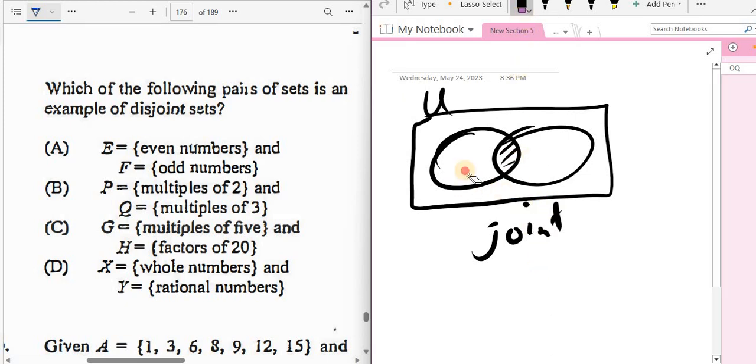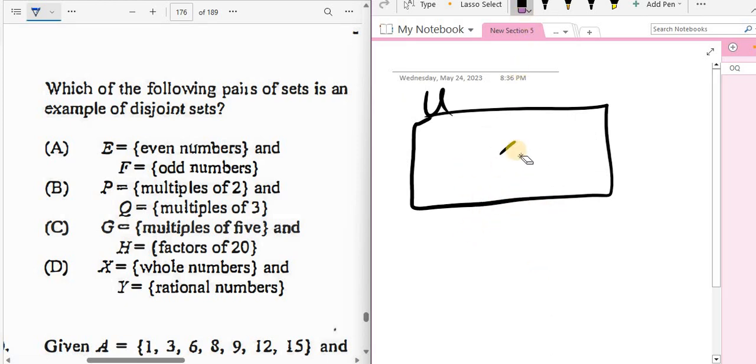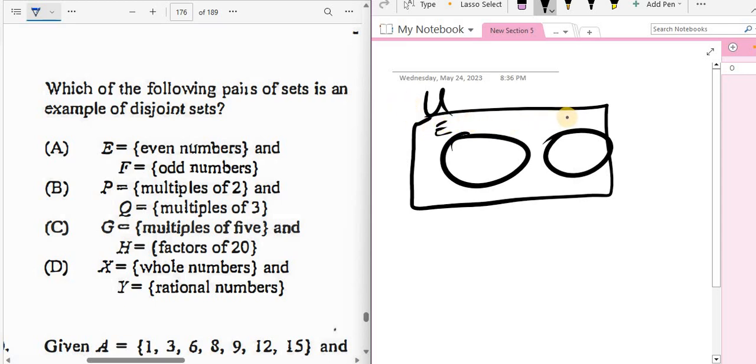But that's not the case for what we're given. We're given odd and even numbers. Is there an even number that's also an odd number? No. So therefore the sets are going to be what? Disjoint. Yeah. So if you have E for even and F for odd, then we'll have no common member. In other words, you won't have an intersection of the two circles. They won't intersect. They'll be separated. That means they're disjoint, isn't it?